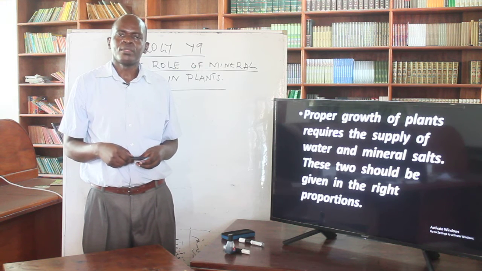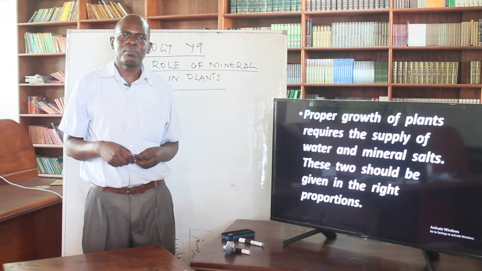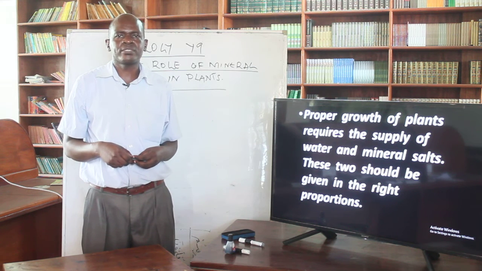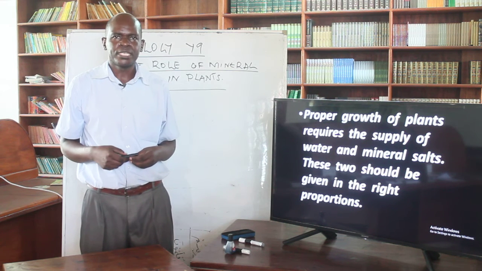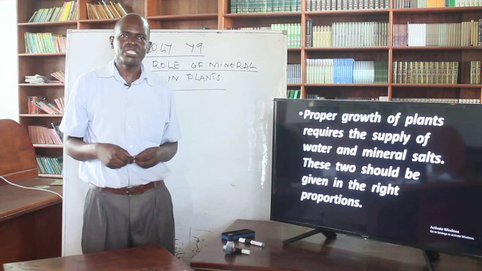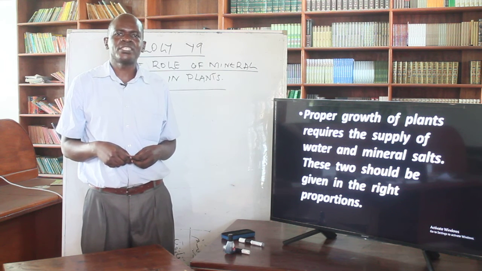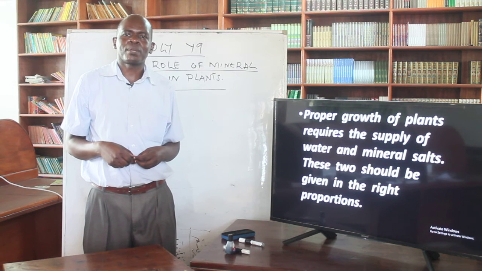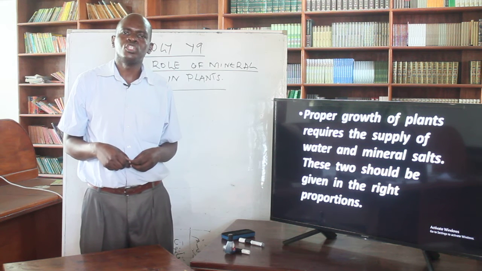Now, to start with, proper growth of plants requires the supply of water and the mineral salts. When you look at that, we have what we call proper growth. It means we can have growth which is improper, and improper growth will result if we don't have the supply of water and the mineral salts.